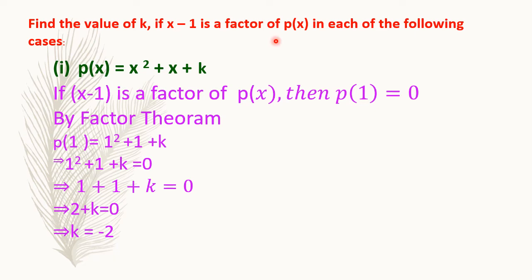In the previous two sums, you had to find out whether it is a factor or not. In the first sum, it was a factor. In the second sum, it was not a factor. So it was not pre-decided, but here it is pre-decided that x minus 1 is a factor. If it is a factor, then your answer will be 0.